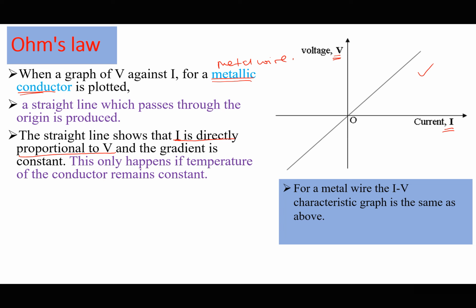This only happens if the temperature of the conductor does not change. So if we have a metal wire and the temperature of the wire does not change, it means the current is not big enough to cause the wire to heat up, then the current is going to be directly proportional to the potential difference, which will give us a straight line, only if the temperature of the conductor remains constant. Of course, later on we shall see that if the temperature does not remain constant, then resistance changes because resistance is affected by temperature.